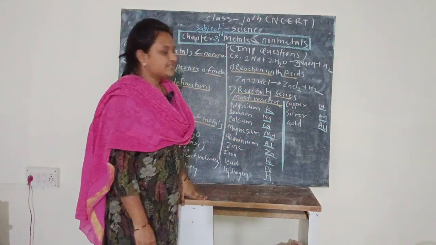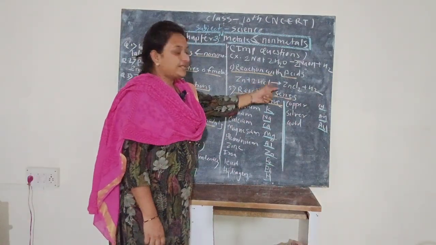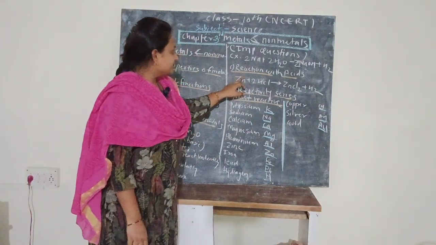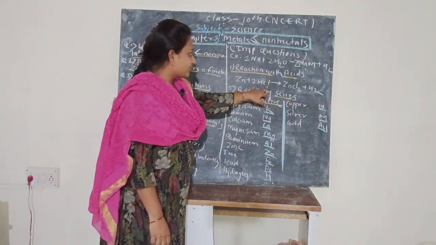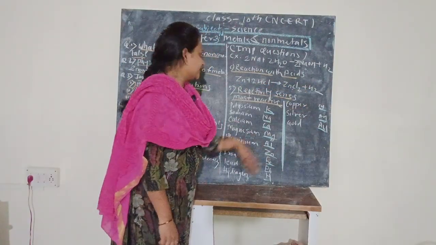Now, when metals react with acid. Here, when zinc reacts with dilute HCl, it forms zinc chloride. Here we can see the reaction: zinc reacts with dilute hydrochloric acid, then it will form zinc chloride plus H2 gas.